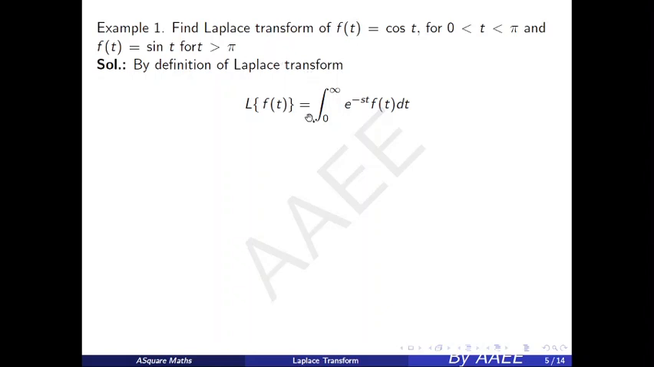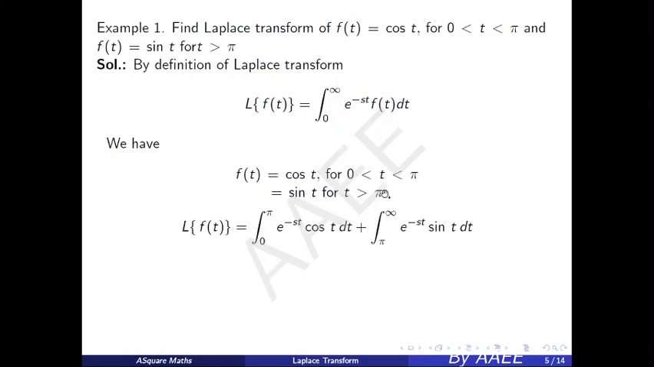Now whatever the integral of e raised to minus st f of t dt, it will be split from 0 to pi, where f of t will take value cos of t, and from pi to infinity f of t will take value sin of t, because we have the function like this. Hence integration from 0 to pi e raised to minus st cos of t dt plus pi to infinity e raised to minus st sin of t dt.